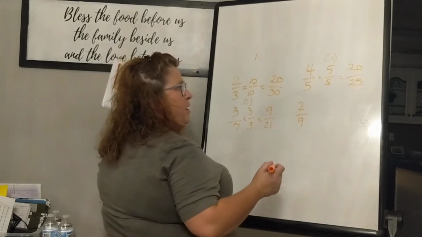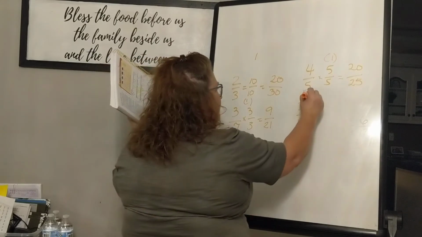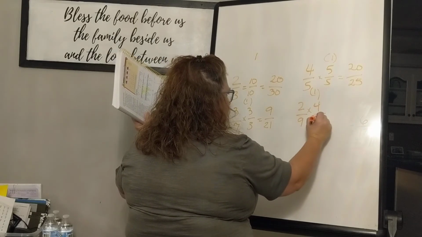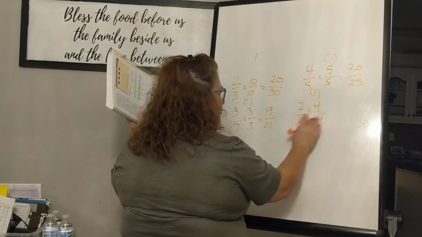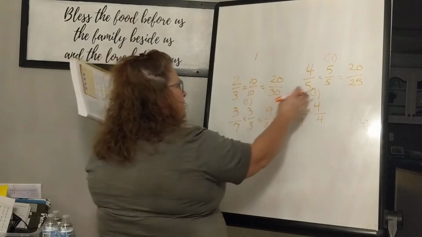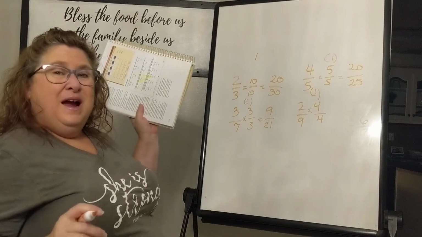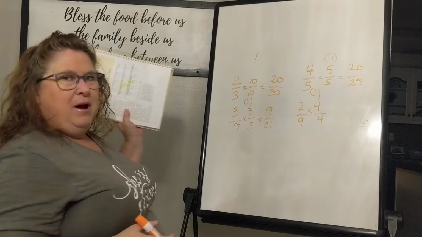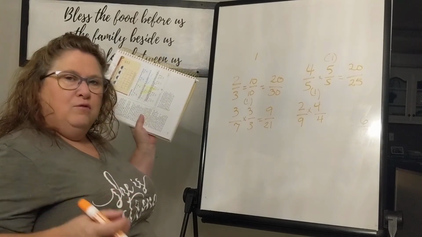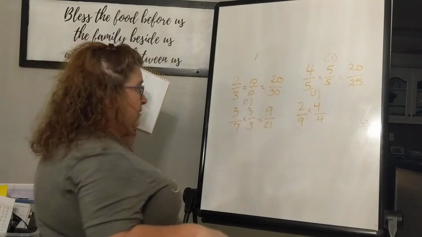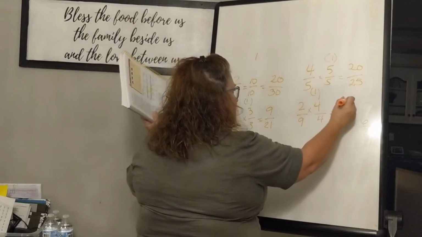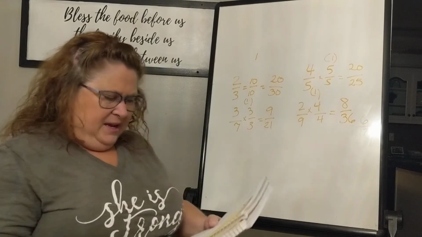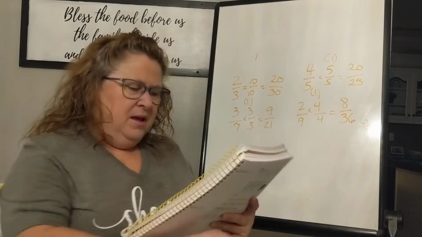And our last one, 2 ninths. Let's make our 1 be 4 over 4. And you don't have to put the times 4 over 4 or times 3 over 3 or 10 over 10 or 5 over 5. I'm just writing it right now so that you understand what I'm doing. If you can do it without writing those, then you can do it without writing it, okay? So 2 times 4 equals 8, and 9 times 4 equals 36. We just made equivalent fractions, okay?